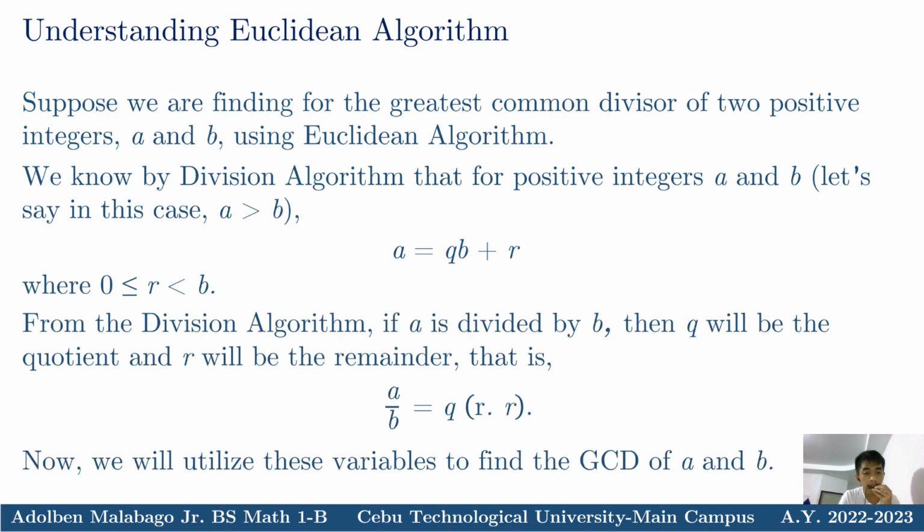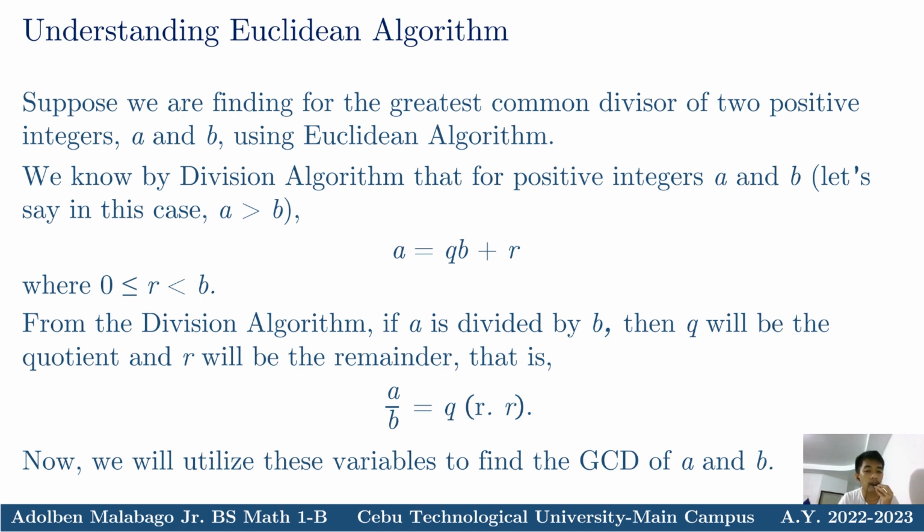From the division algorithm, if A is divided by B, then Q will be the quotient and R will be the remainder. That is, A over B is equal to Q with the remainder R. The division algorithm formula is related to how we solve the Euclidean algorithm. It is one of the important properties of integers in mathematics. Here, the formula is observed to mimic how we solved earlier for the GCF, with the use of variables instead of numbers.